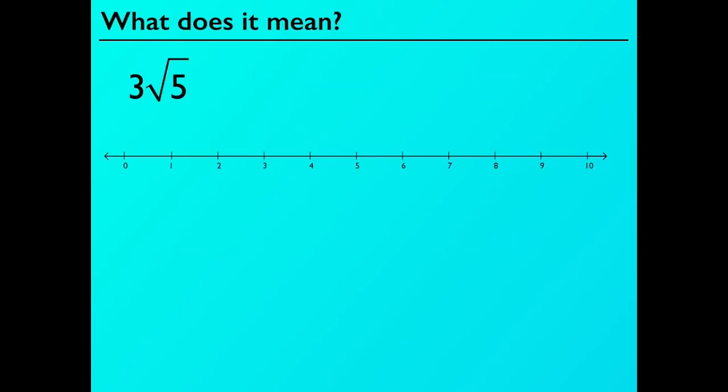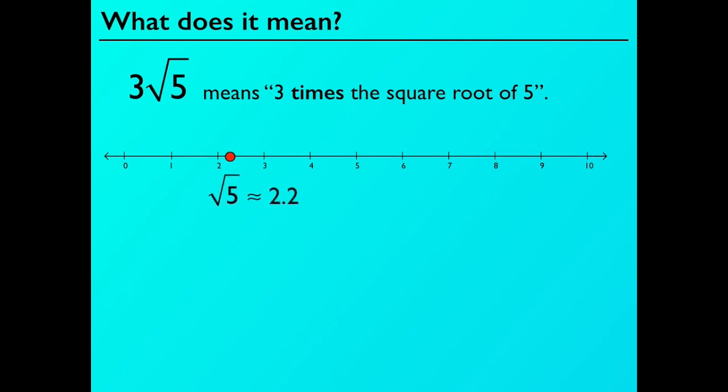So what exactly does this mean? Well, it means 3 times the square root of 5. I know that the square root of 5 is just over 2. It's about 2.2. So I know 2.2 times 3 is about 6.6. So 3 times the square root of 5 is about 6.6.